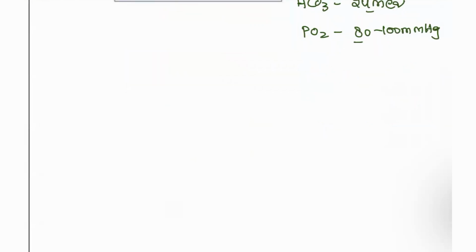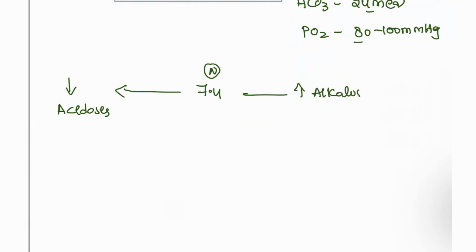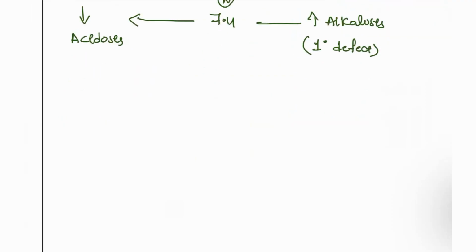Next, see here. 7.4 we consider the normal. If it is decreased, then it is acidosis. If it is increased, it is alkalosis. This is known as the primary defect of the ABG disorder. Let's see some of the examples.